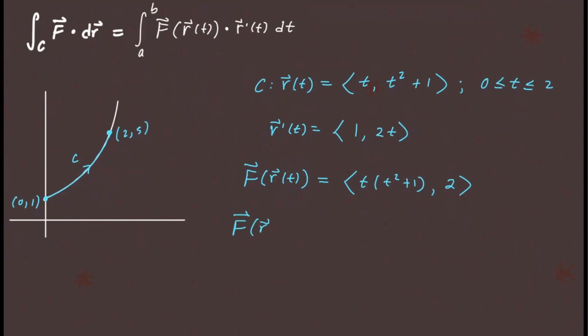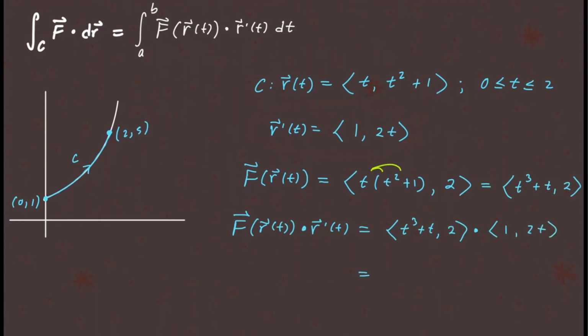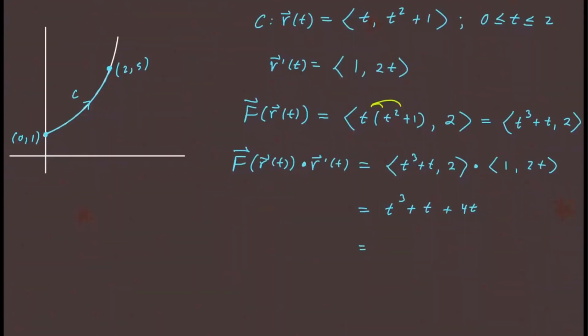Now we're going to do the dot product. We have F at r of t, and we dot that with r prime of t. Before that, let's distribute this out. In simplified form, this is t to the third plus t comma 2. Now we can do the dot product: t cubed plus t comma 2, dotted with r prime, which is 1 comma 2t. For the dot product, we multiply this times that and add the product of this and that. So this is t cubed plus t plus 4t. Combining like terms, this can be written as t to the third plus 5t. That is what our replacement will be in the integrand for F dot dr.